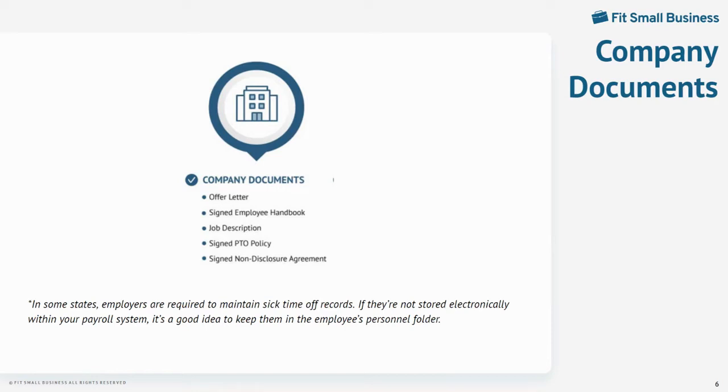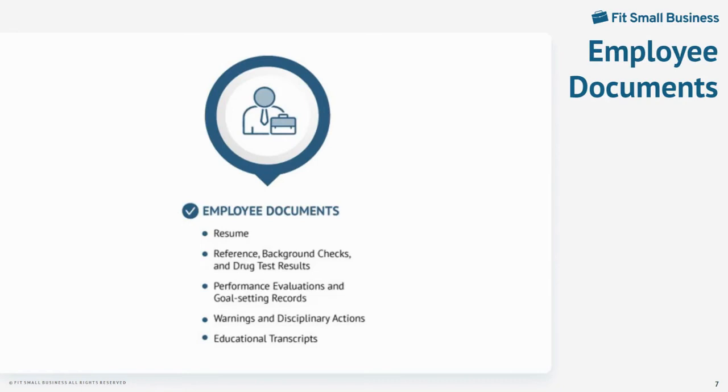Offer letter or employment agreement, signed employee handbook, job description for the position, signed PTO policy plus leave of absence, sick time, and vacation time records, signed non-disclosure agreement, and signed sexual harassment policy. Note that in some states, employers are required to maintain sick time off records. If they're not stored electronically within your payroll system, it's a good idea to keep them in the employee's personnel folder.